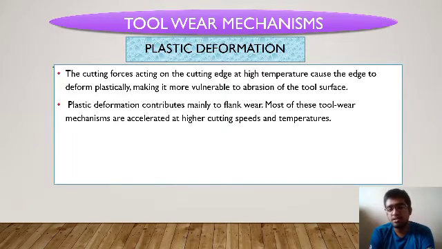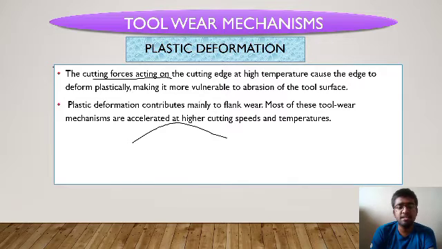Last one is about plastic deformation. It occurs due to a particular parameter called cutting force. If cutting force is very high and along with that cutting speed is also very high, then the temperature will rise, and this temperature rise will soften the tool material, and the tool will deform plastically. As the material is softened, a small force is enough to shear away the tool material. So it is mainly contributed to flank wear, because the flank is the place where the cutting edge is and cutting occurs. So there plastic deformation can take place.